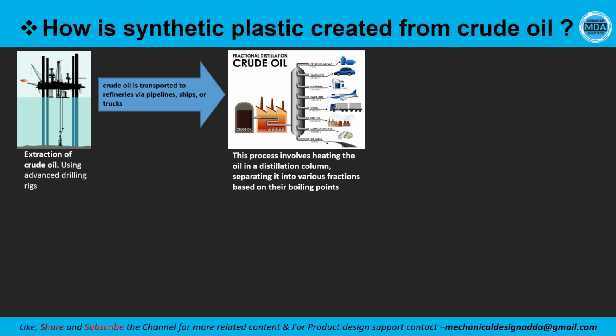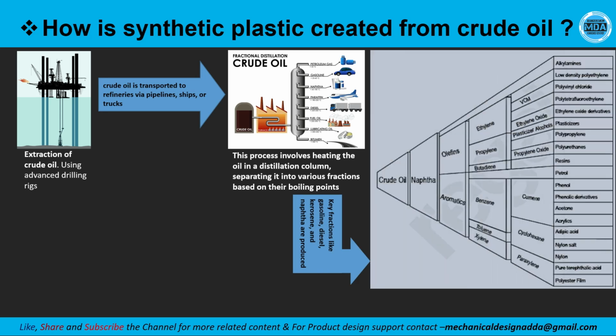So at a very high temperature we will heat the crude oil, and from the crude oil we are getting different types of output, like petroleum gas, gasoline like petrol, paraffin, naphtha, diesel, fuel oil, lubricating oil, and bitumen. Okay, so here naphtha is very important for us to get the plastic product.